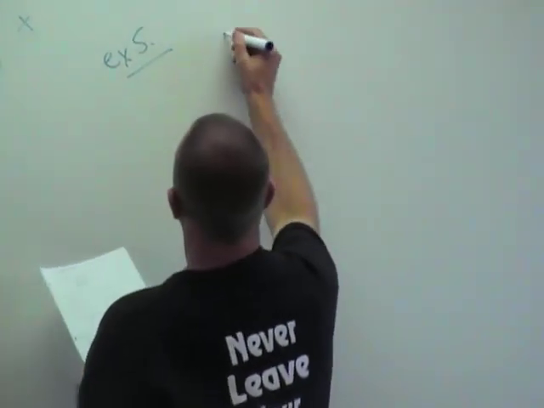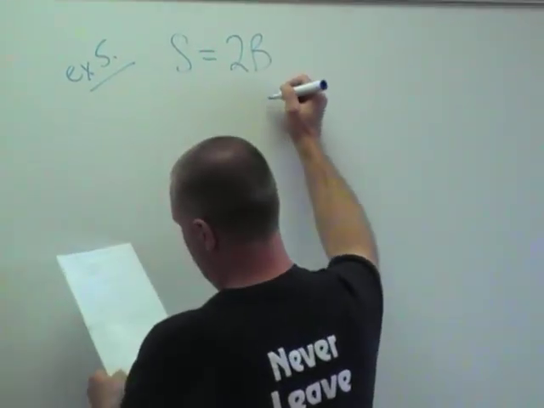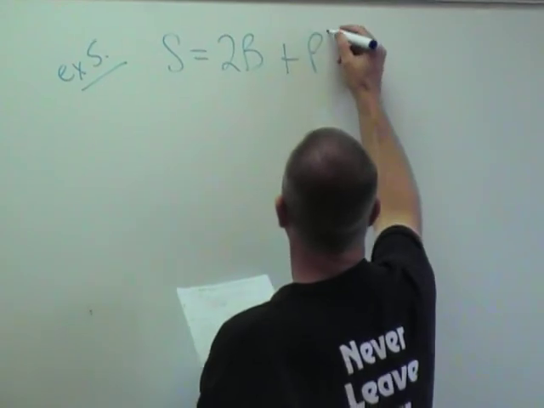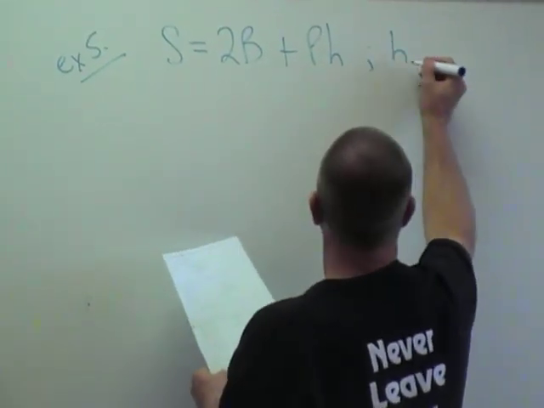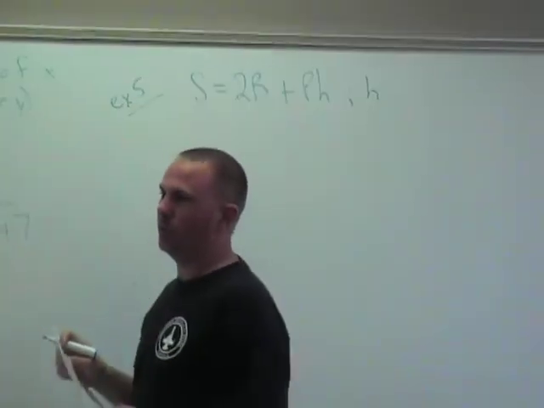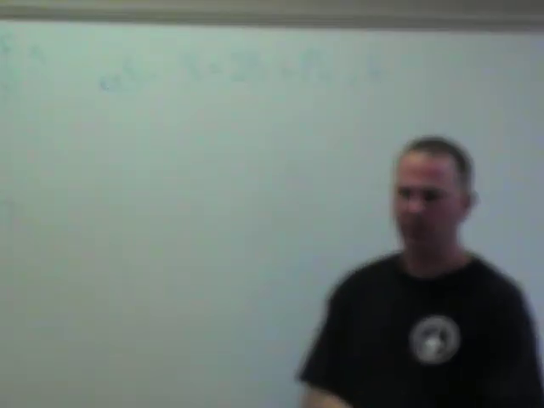Alright, example 5. Let's see here. Capital S equals 2 times capital B plus capital P lowercase h. This little symbol here just means solve that equation for h. Solve that equation for h. Give everybody a few seconds.